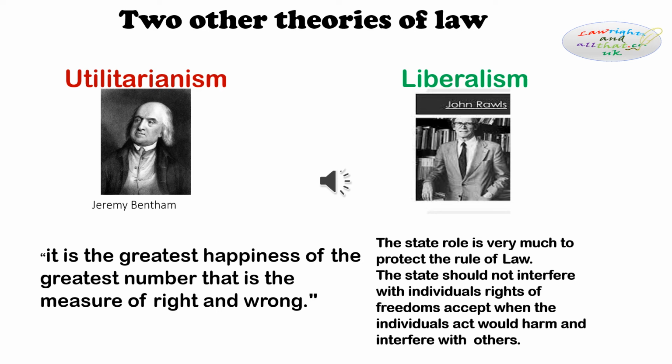The second theory is a more modern theory called liberalism, and it's mainly based within American theorists like John Rawls. And it's on the basis that the liberals accept the social contract theory, but they argue that the state should interfere with an individual's freedom as little as possible, and it is only warranted when an individual's act would harm and interfere with others' individual freedoms. So there has to be a compelling argument, the liberals say, for the state to intervene.